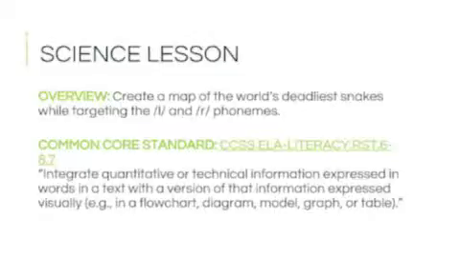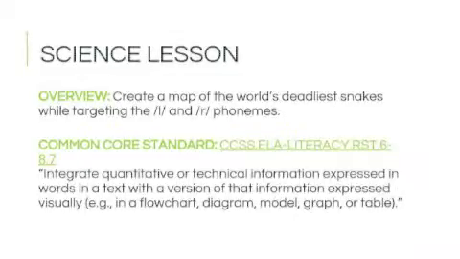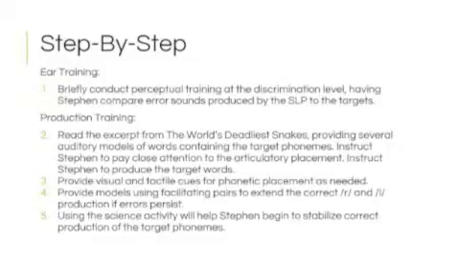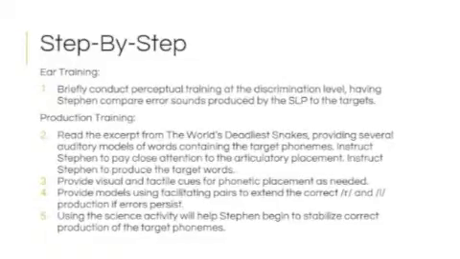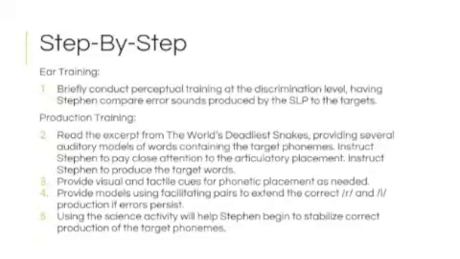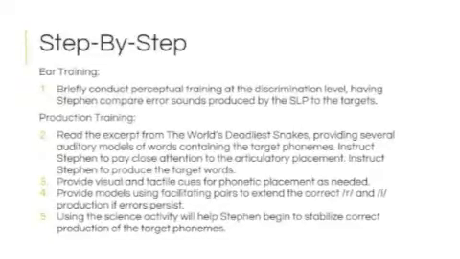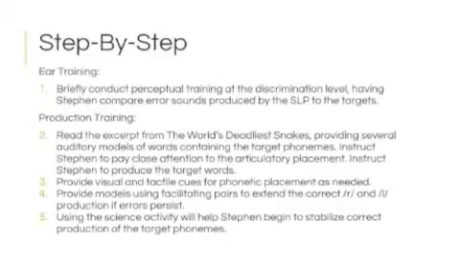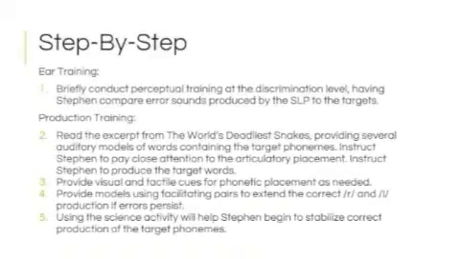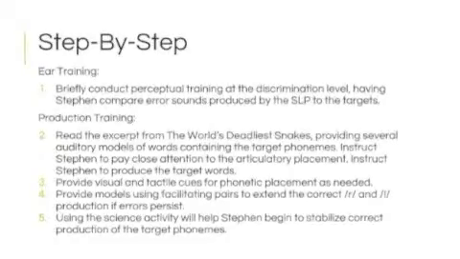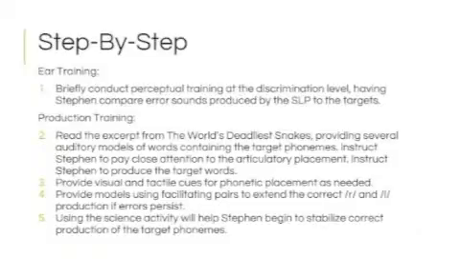Now, as far as the actual steps, we are going to do some perceptual training at the discrimination level. Hopefully that won't take too long. We're mostly going to focus on the word level because it's been indicated that that would probably be the most effective. And we're going to go through that excerpt from The World's Deadliest Snakes. We pared down the excerpt quite a bit to focus on these phonemes and just certain snakes. It was a little bit more general before.